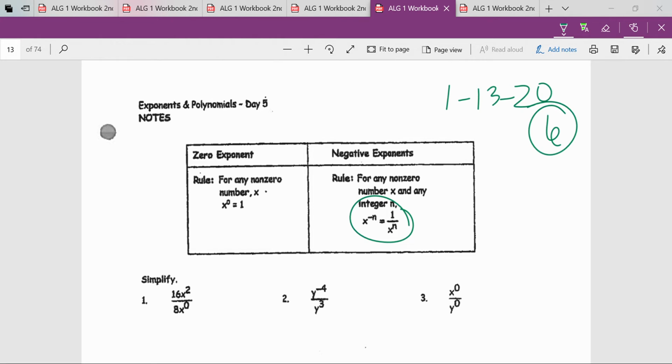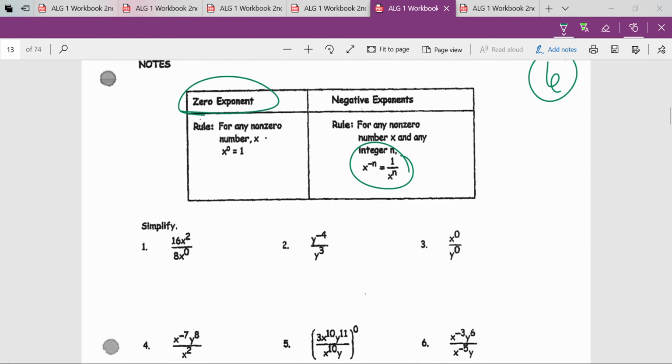The new rule today is the 0 exponent. Anything raised to the 0 power will become a 1. So it's not x to the 1 anymore, it's not x to the 0, it's now 1. So if it was just that, there would be no x at all, because the whole thing that has an exponent of 0 becomes a 1.